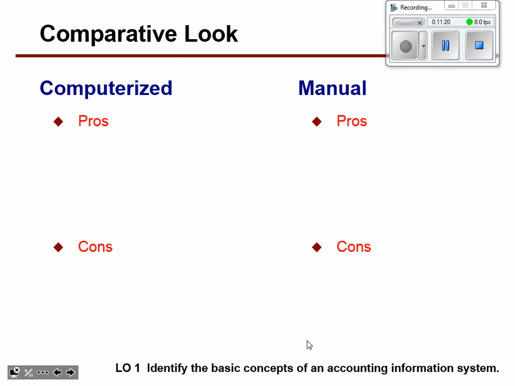This is not probably presented in the book. I just thought it would be a really nice way to compare the pros and cons of each. Let's think about these a minute. So these are both AISs, Accounting Information Systems. There's a computerized option and a manual option. Let's go manual first. What are some of the pros or the good things about a manual system? Let's hear some.